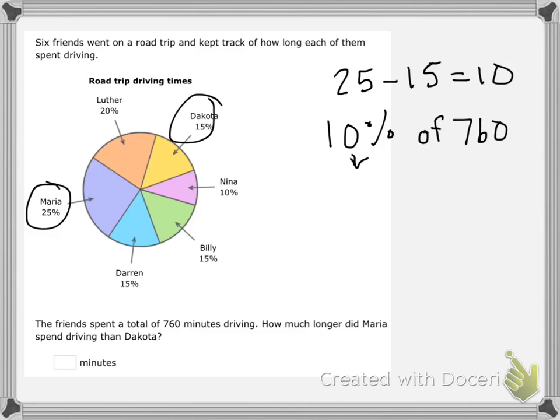And you can convert this 10% to a decimal. You could put it in proportion form, the percent proportion. You could put it in fraction form. It's up to you. I'm going to write it with a decimal. 1/10 times 760. You could type that into your calculator and you end up with 76. So that means Maria drove 76 minutes longer than Dakota did. Another strategy you can use, you can find 25% of the 760 and 15% of 760, and then subtract those two amounts of minutes. You would also get 76 that way.